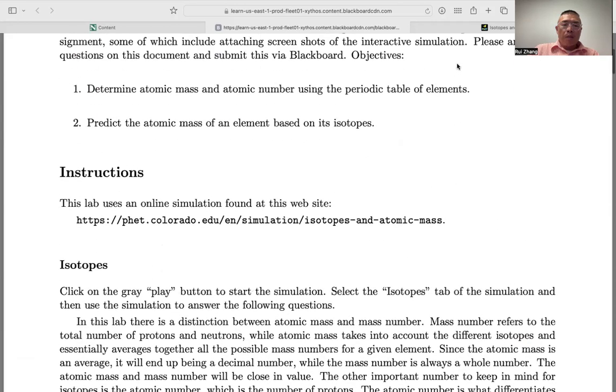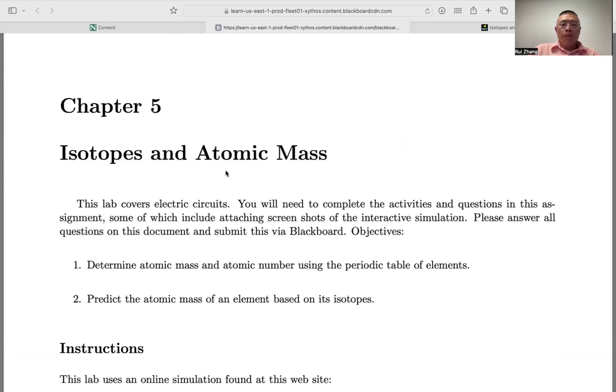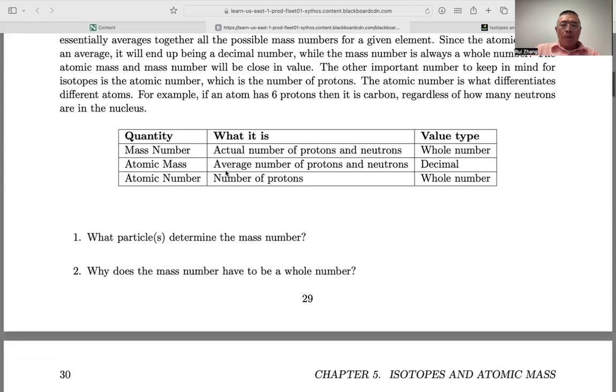So this lab is about isotopes. So what is an isotope? First of all, we have to start from defining elements. An element is specified by something called the atomic number, which is the number of protons. As the number of protons changes, you have a different element.